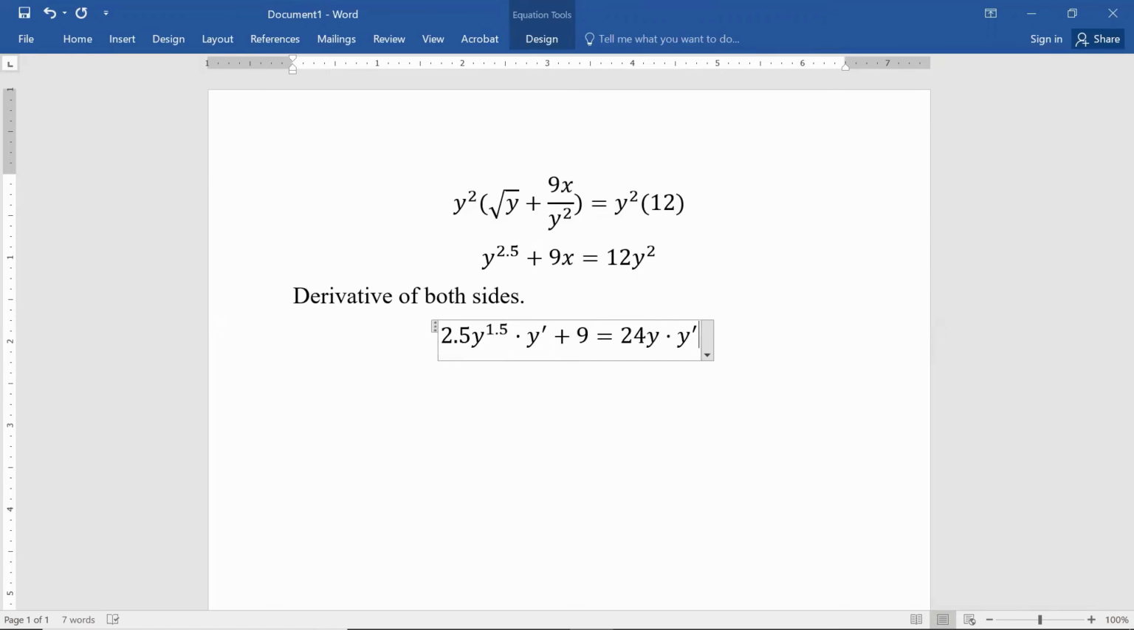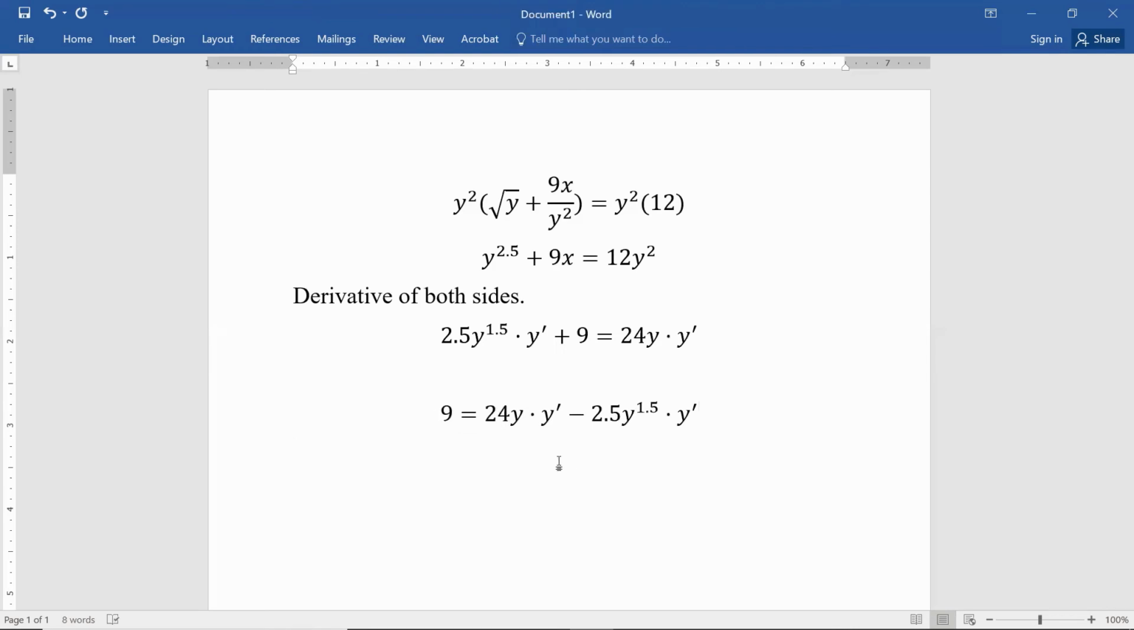There's a couple of options of moving things around. What I'm going to do is subtract 2.5 y to the 1.5 times y prime from both sides. And what that's going to end up doing is leaving the 9 on the left-hand side, and 24y times y prime minus 2.5 y to the 1.5 times y prime is going to be on the right.